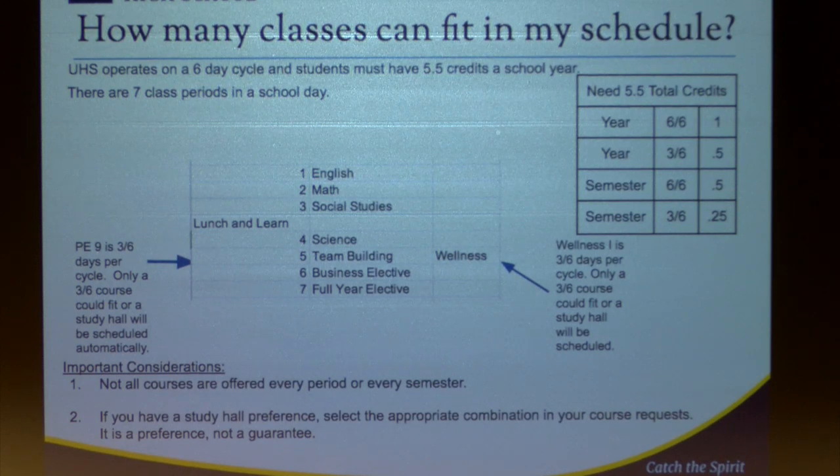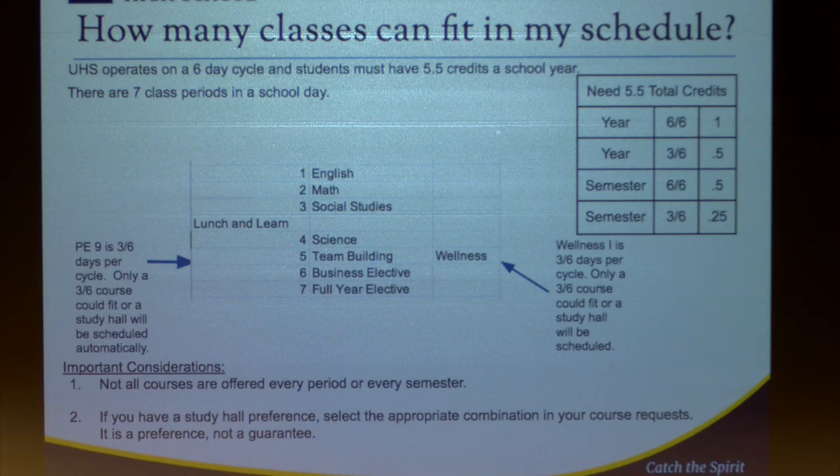But keep in mind, as you check off those requirements, that then opens up spots in your schedule to take other elective courses when you go to 10th, 11th, and 12th grade. So as you complete requirements, you can check certain things off. PE for 9th is 3 out of 6. So only a 3 out of 6 course could fit with that, or a study hall. So you have to keep certain things in mind as you go through this. And over here on the right are the number of credits. So you need 5.5 to 7. So keep that in mind.